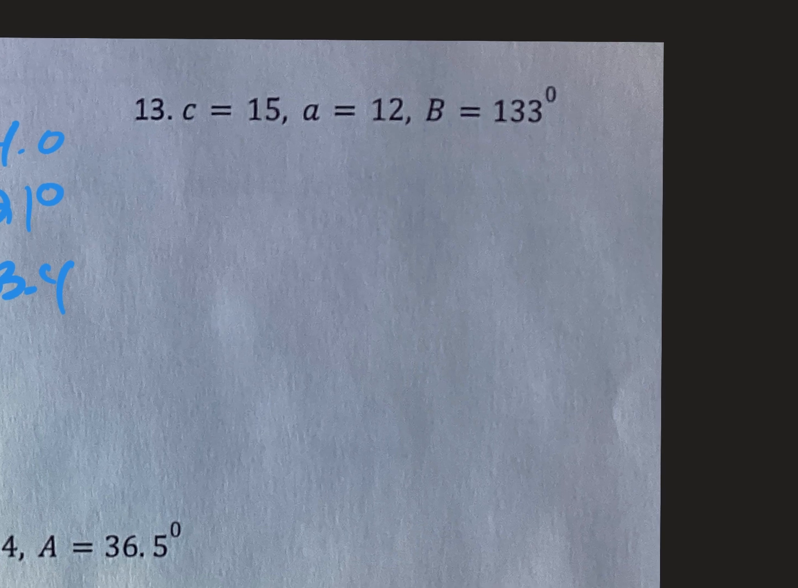Hopefully you look at 13 like, man, I can't use law of sines. I can't because I don't have anything opposite there. And because they gave me angle B, I gotta find side B first. I'm gonna go B squared equals A squared plus C squared minus 2 times A times C cosine 133.